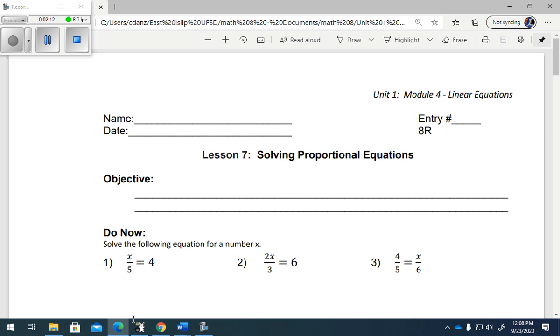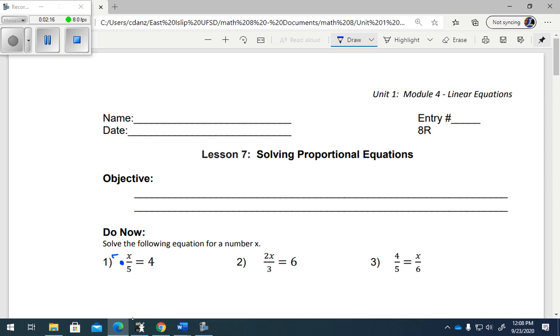So on number 1, maybe you decided to just multiply both sides by 5 because the opposite of dividing is multiplying, and you get x is 20. Maybe on number 2, you multiplied both sides by 3, and you had 2x equals 18, and then you divided both sides by 2, so that x is 9. Notice how I keep on saying maybe. There really are other ways of solving it.